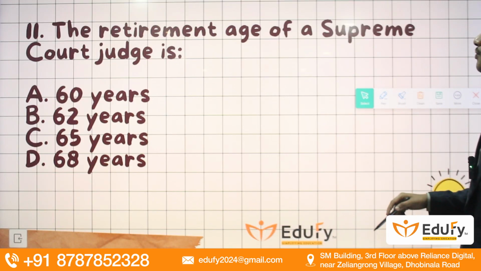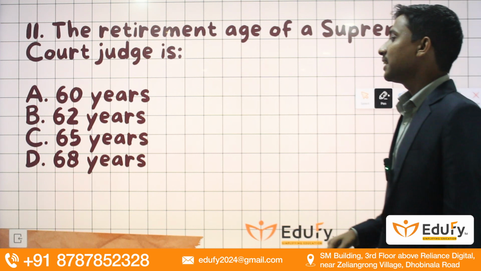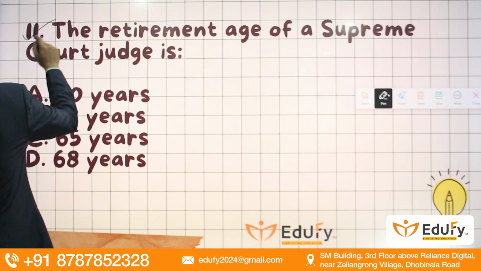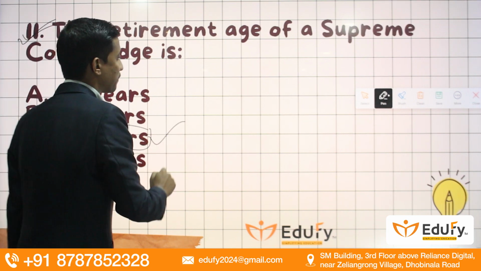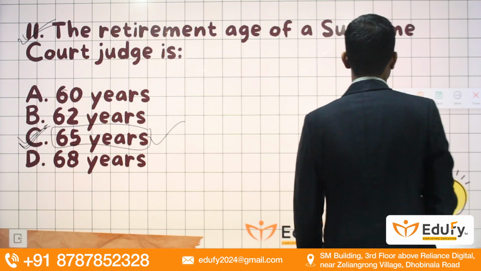The retirement age of a Supreme Court judge is 65 years. So 65 years is the retirement age for the judges of the Supreme Court.